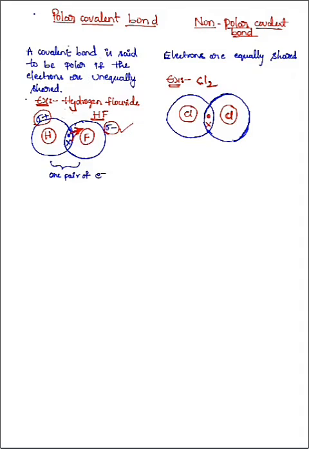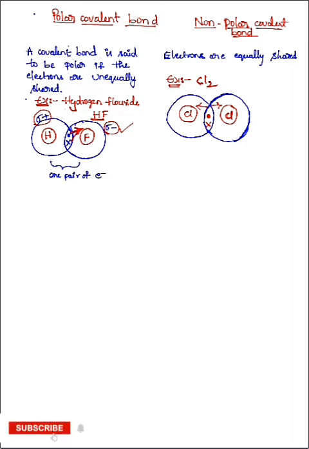Both the chlorine atoms pull the shared pair of electrons equally on either side. It is because the atoms are the same on either side. That is, in this chlorine molecule, we have chlorine atoms on both sides. So the electronic cloud remains in between these two chlorine atoms.